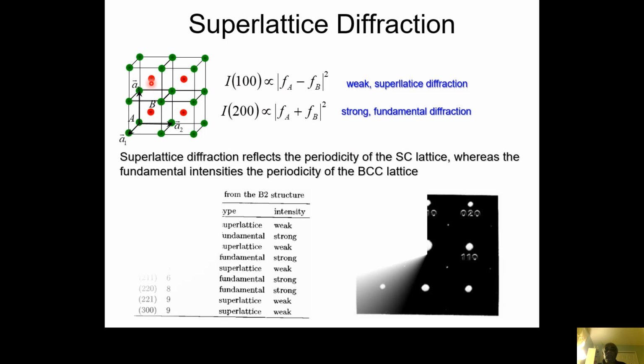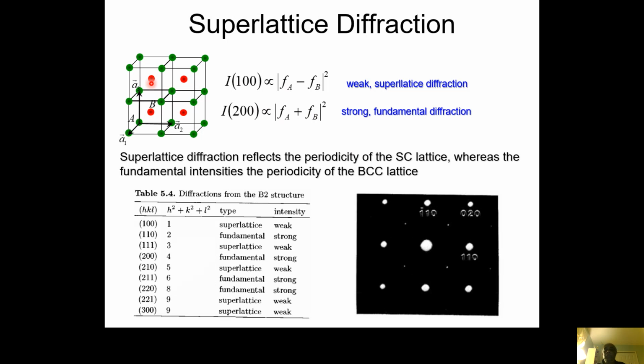That's the difference here. So if you look at these peaks, you can see 1, 0, 0. That's a weak peak, so it's a superlattice peak. But if you go to 1, 1, 0, then you get a strong peak. If you go to 1, 1, 1, again a weak superlattice peak. So you can see how they are changing for different crystal lattices.